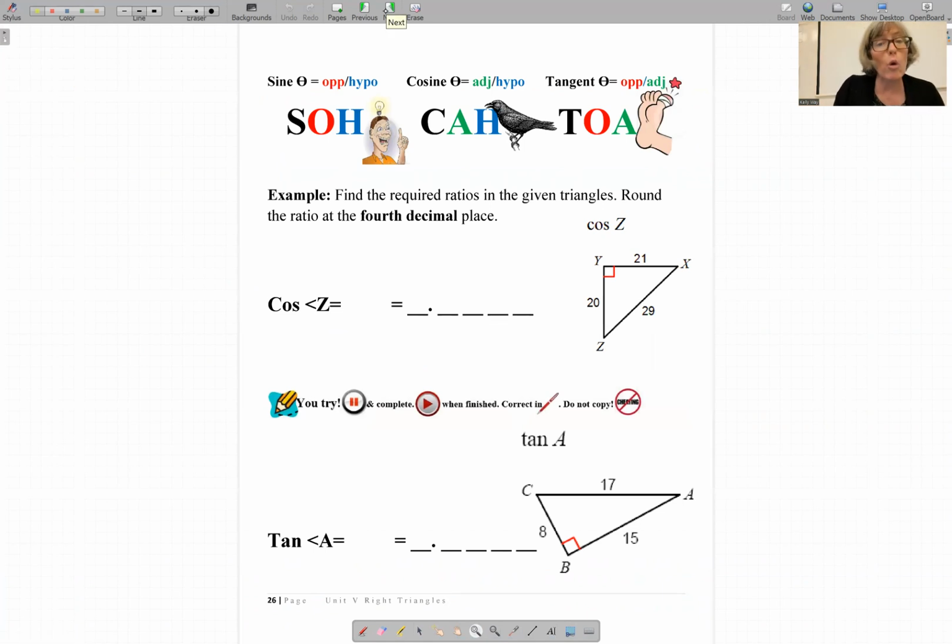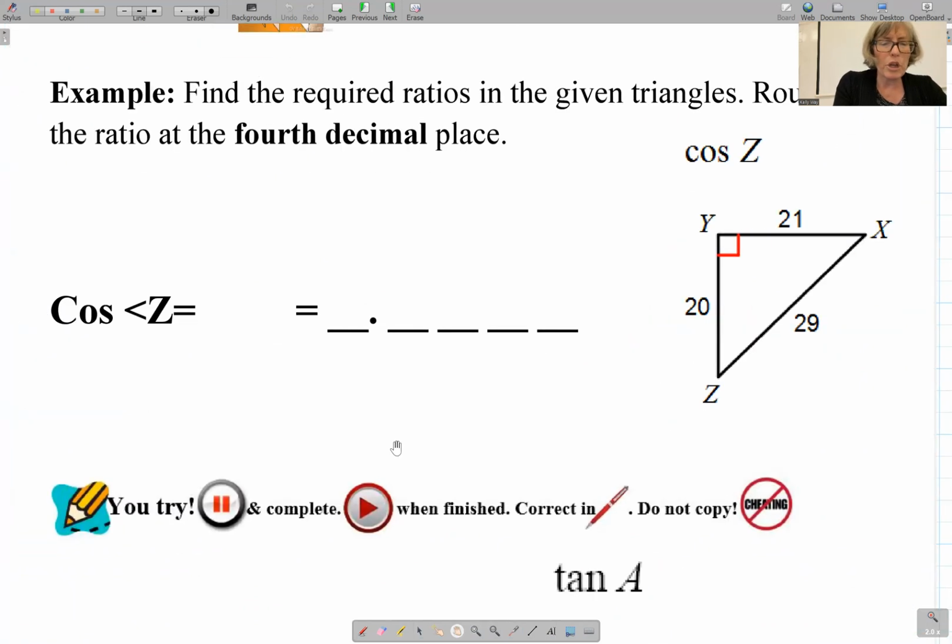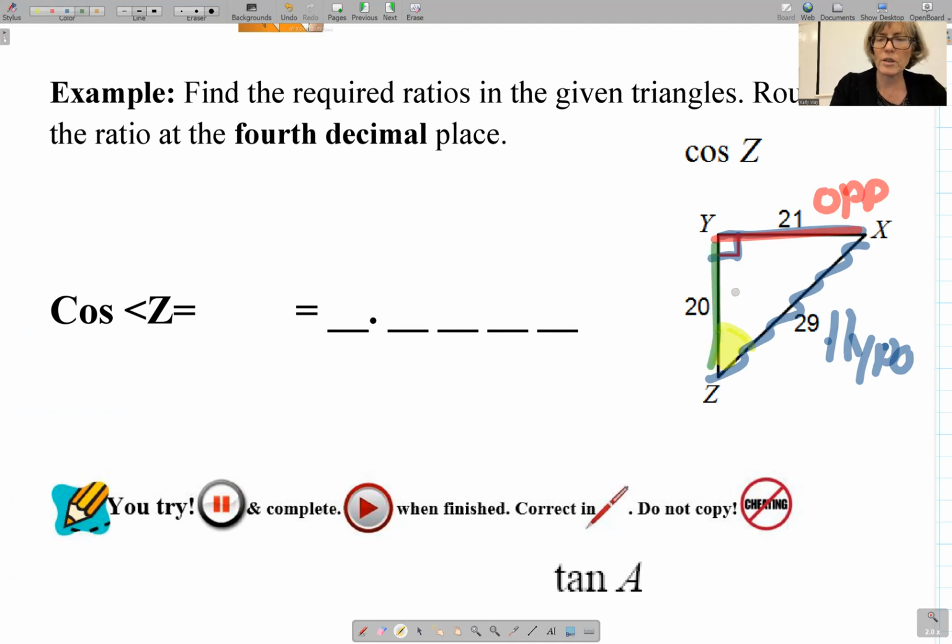Let's get the SOH CAH TOA ratios. In this case, ready? We're going to use the reference angle Z and label our opposite, adjacent, and hypo here. There's your right angle. So that is your hypo. Across is your opposite. Next to is your adjacent. So in this case, our cosine of angle Z, our cosine ratio, is going to be adjacent over hypo.